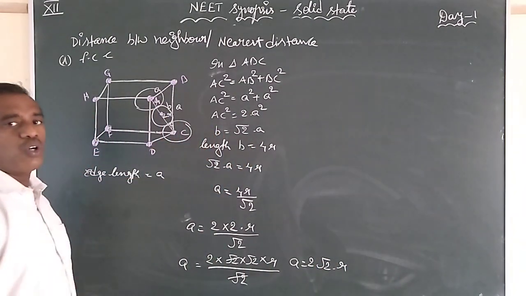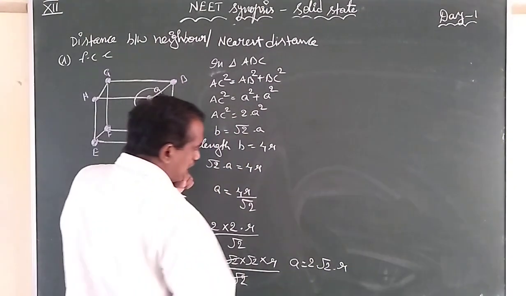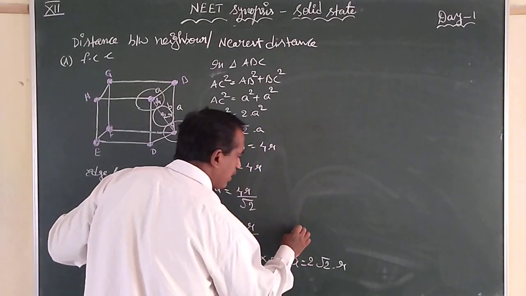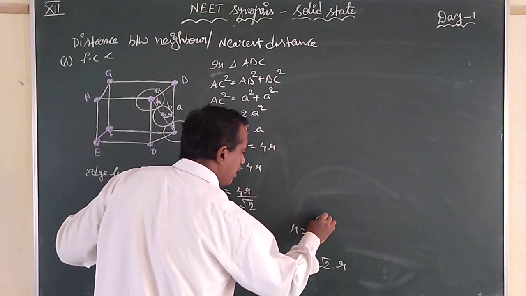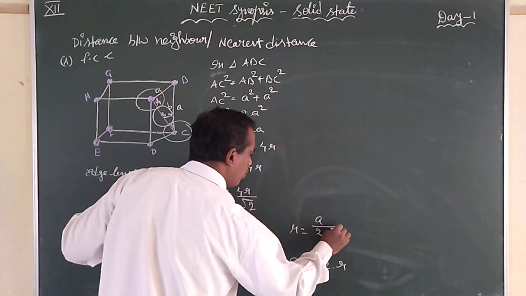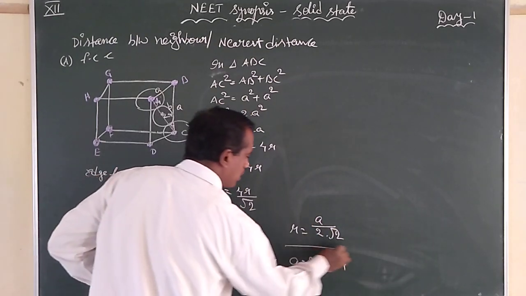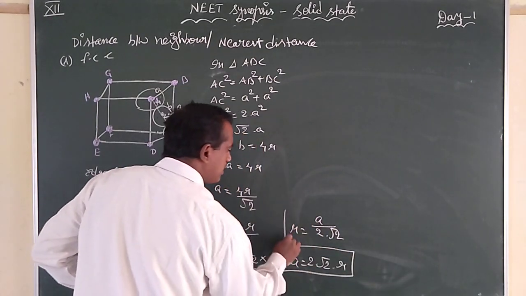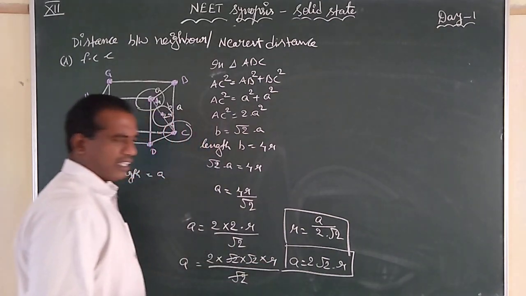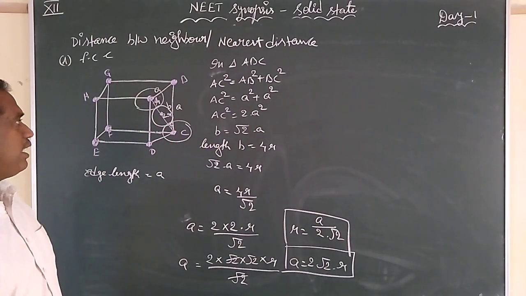A is equal to 2 into root 2 into R. Or how can we get R? R is written as A by 2 into root 2. This is the edge length, and this is the radius.